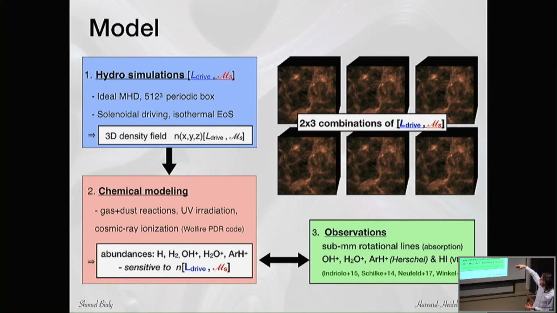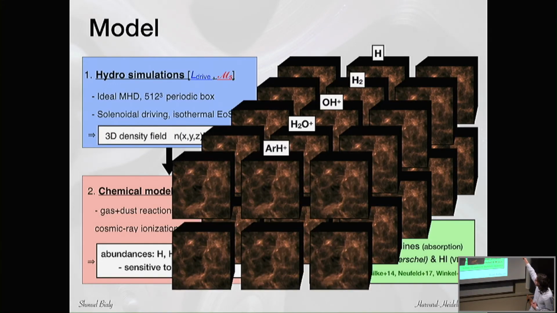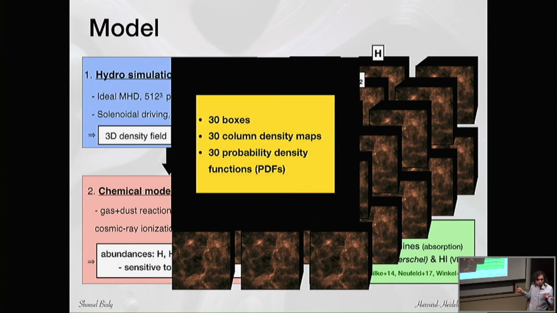So for example, if we run two combinations of driving scales, large and small, and three combinations of Mach number, subsonic, transonic, and supersonic, we have different turbulence properties. And for each of these boxes, we calculate each of the abundances based on the chemical model. So now we have H, H2, OH+, H2O+, argonium ArH+. So we have a total of 30 boxes for each turbulent combination and for each species.